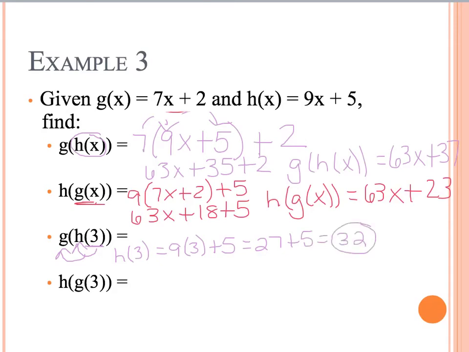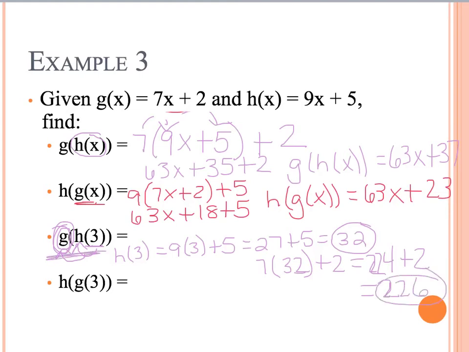So now I'm going to take this and put it into the g of x function. 7 times 32 plus 2, 224 plus 2 is 226. And so that is what g of h of 3 is.